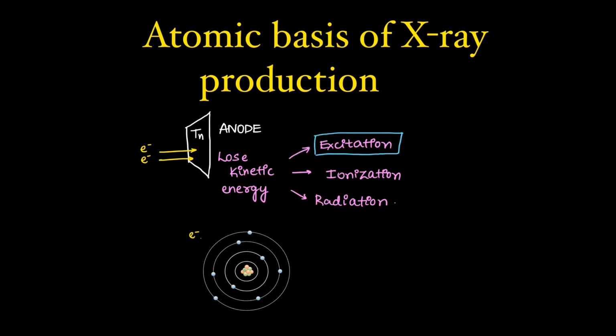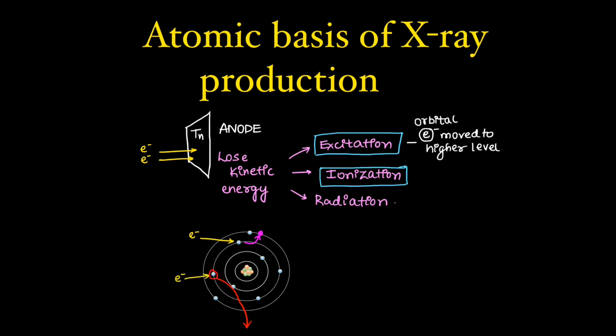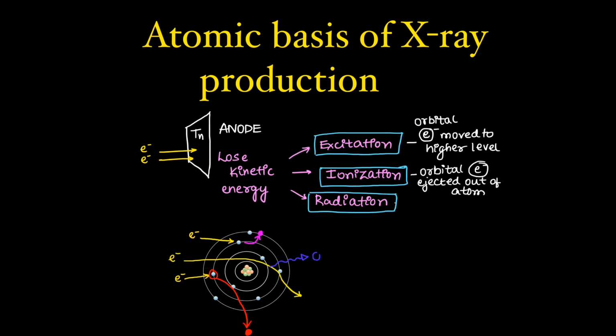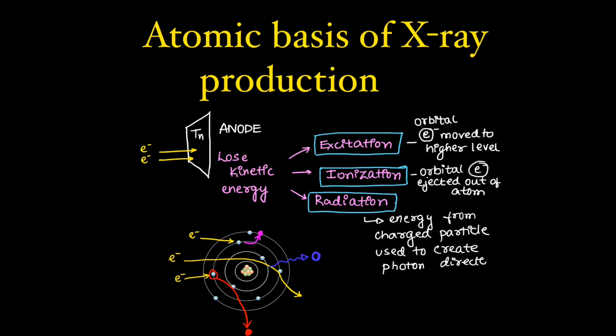So if this is the atom and kinetic energy is used for the electron to jump to a higher orbital level, it's called excitation. In ionization, the kinetic energy is used to eject the orbital electron out of the atom. By losing this electron, the atom is now positively charged, or ionized. In radiation, the kinetic energy of the electron is just used for the change in direction, where energy is released in the form of a charged particle or a wave that happens due to the change in direction. So this is excitation, ionization and radiation.